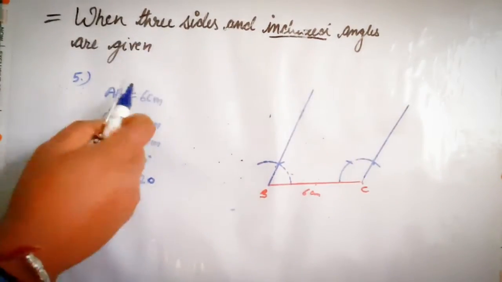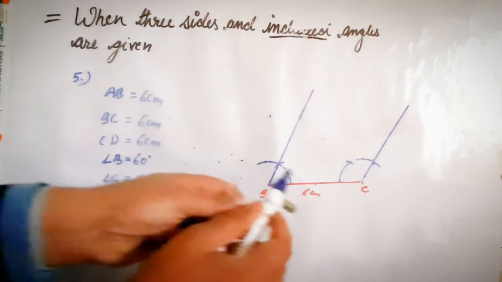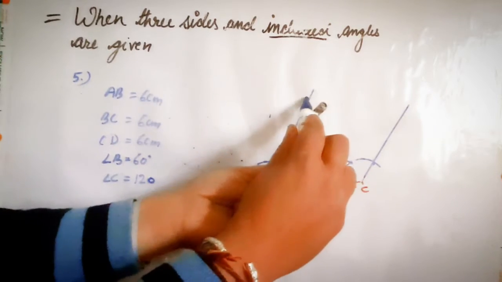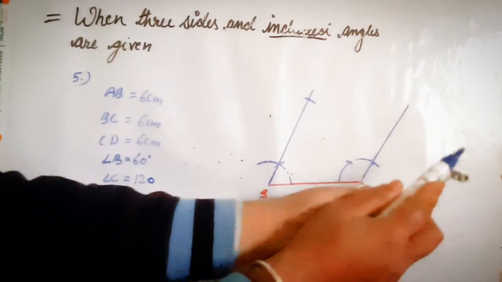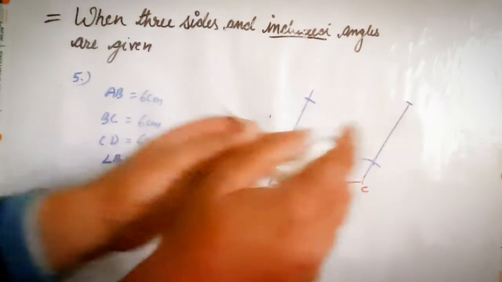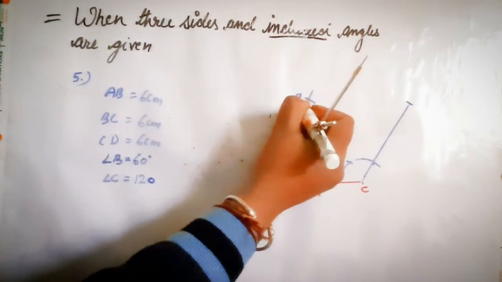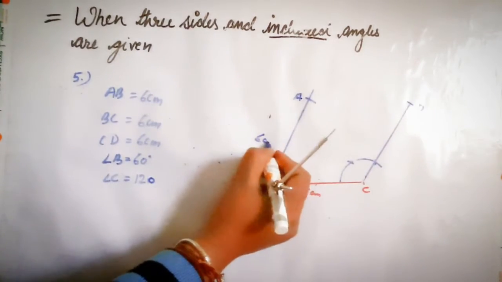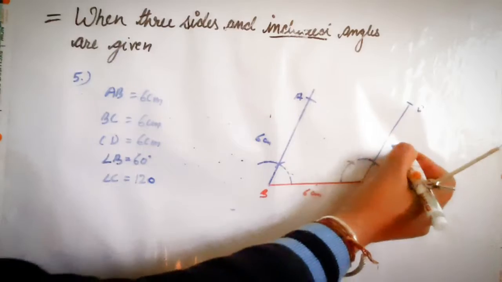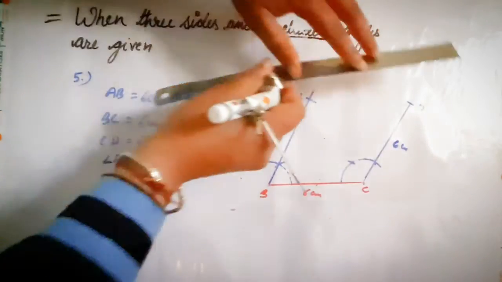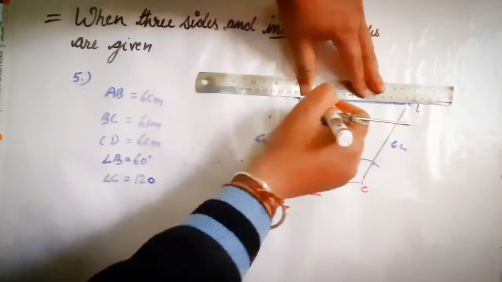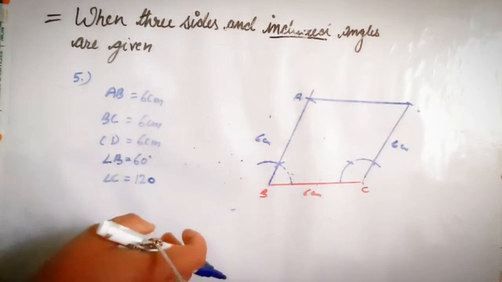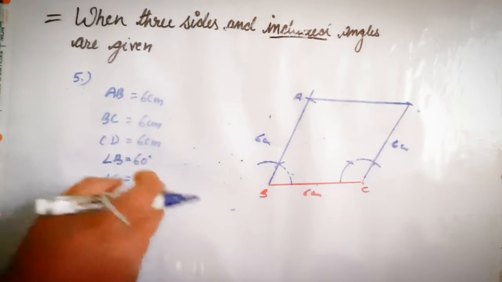Now all three sides are given equal to 6 cm. So open your compass equal to 6 cm. From B you have to mark point A and from C you have to mark point D. And this is your point A, this is your point D. They all are 6 cm. Join A with D. ABCD is your required quadrilateral, and remember it will be a rhombus because all sides are equal.